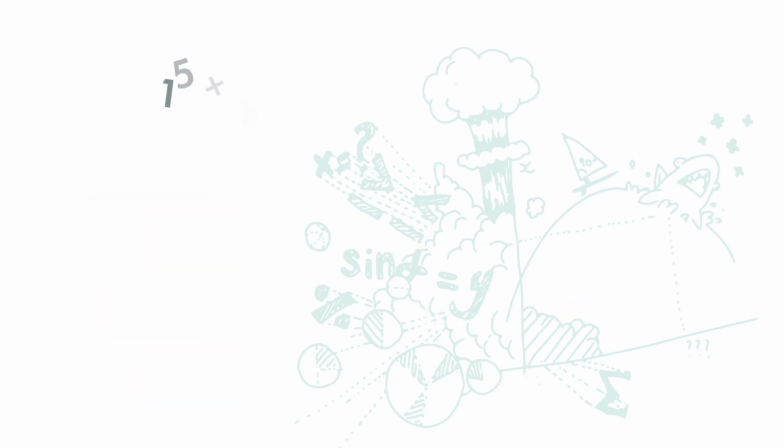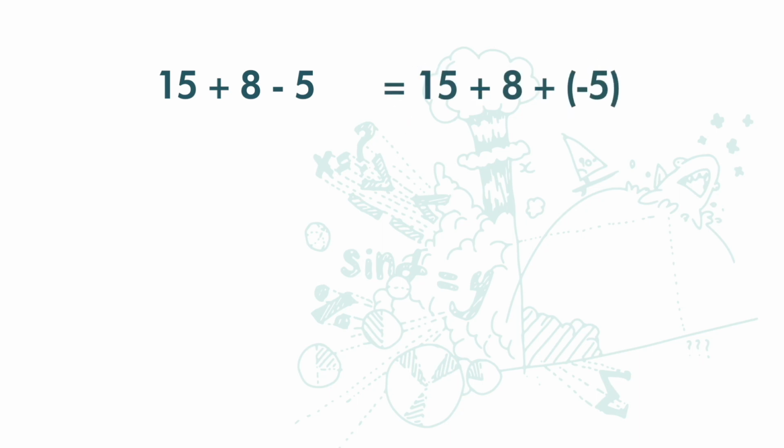Now let's look at this one. 15 plus 8 minus 5. This is actually the same as 15 plus 8 plus negative 5. This is because minus 5 is actually the same as plus negative 5.